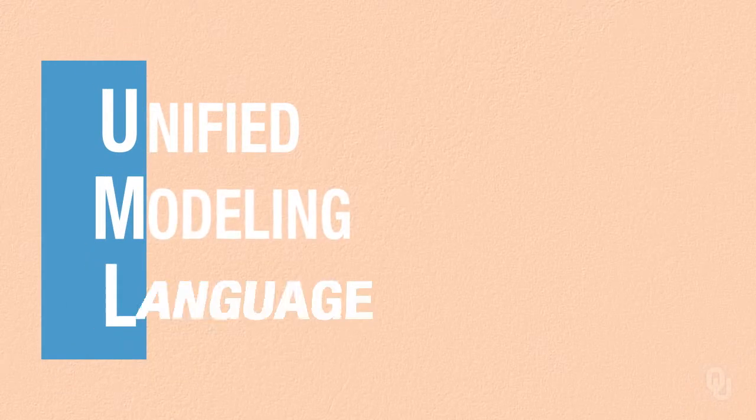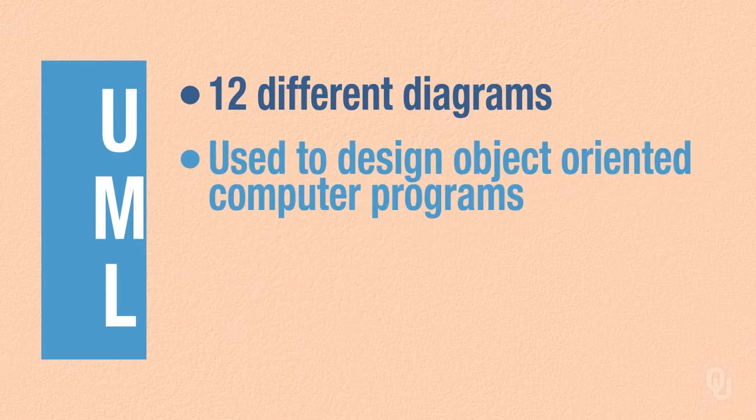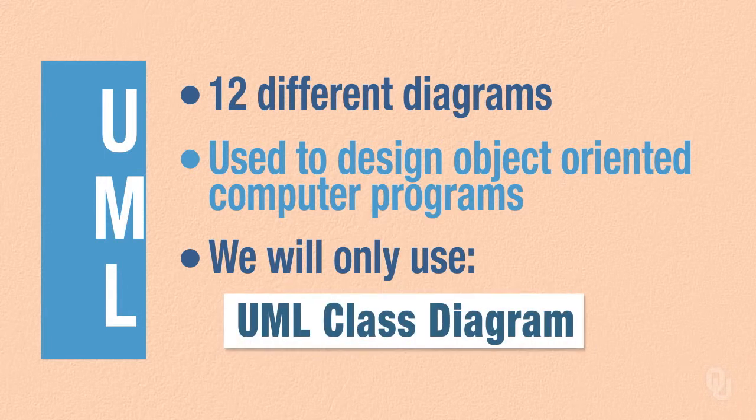When we design classes, we use a standard notation called UML for Unified Modeling Language. UML has 12 different kinds of diagrams that are used to design object-oriented computer programs in many different languages. We're going to use only one kind of diagram, the UML class diagram. You'll learn the other diagrams as you need them, just not this semester. There's a neat plugin for Eclipse that will generate UML diagrams that we'll use, called Umlet.